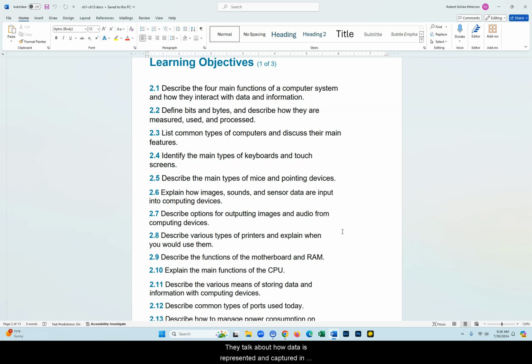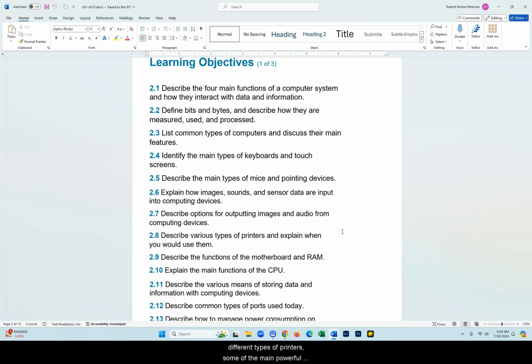They talk about how data is represented and captured in bits and bytes. And that's one of the questions: which is the smallest piece of information, a bit or a byte? Well, a byte is comprised of 8 bits. Different types of computers. Some of the components you know about, like keyboards and mice, and what does the sound? There's a sound card that used to be a separate card in computers. Now it's integrated into the motherboard. You'll learn a little bit about video.